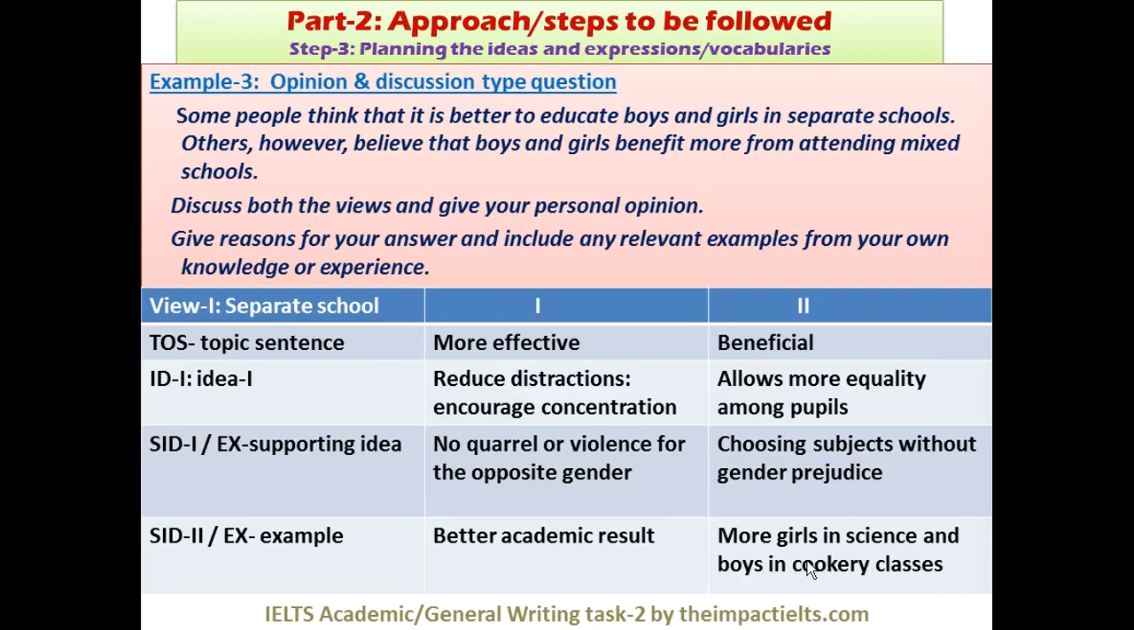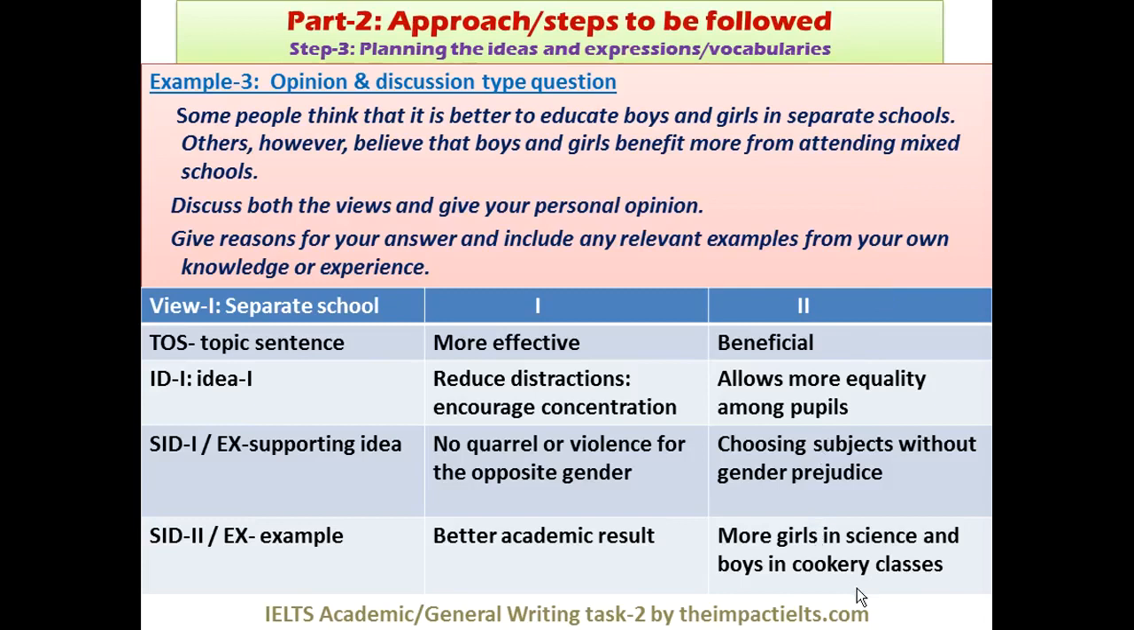There is a problem. I think more girls in science and boys in cookery classes. As a result, because there is no gender prejudice, boys will not hesitate to take cookery classes, and girls will not hesitate in taking science.